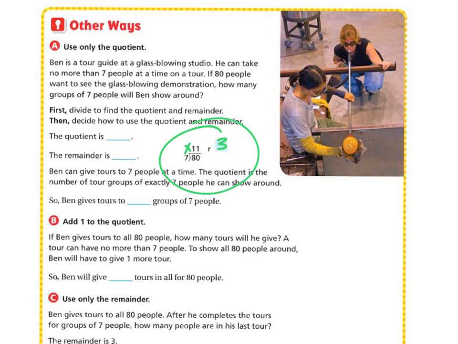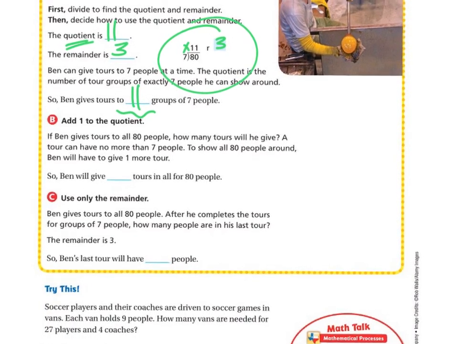So here's what we're going to look at. This just wants the answer. The quotient is 11. We're going to have 11 groups of 7 people. And right now we've got a remainder of 3 people who aren't in a group of 7. So Ben can give tours to 7 people at a time. That's the number of groups of exactly 7 he can show around. And then he's going to give tours to 11 groups of 7. So if it asked how many groups he was able to give a tour to, it would be 11. So that just wanted the answer. Now, here's the add one and what it would look like.